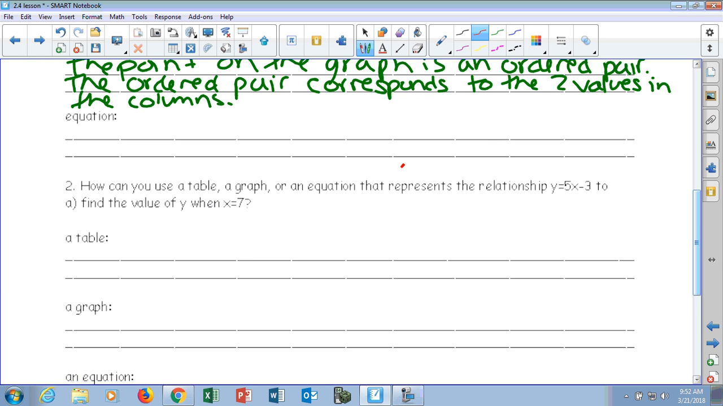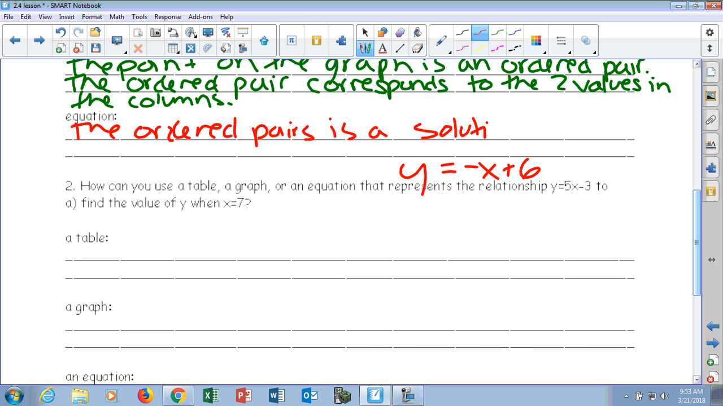If we're given y equals negative x plus 6, that's our equation. And I say 2, 4 is a point on your graph. Can you plug that into your equation? Yeah, because you know the ordered pairs. So it's based on knowing the ordered pairs. The ordered pairs is a solution for the equation.